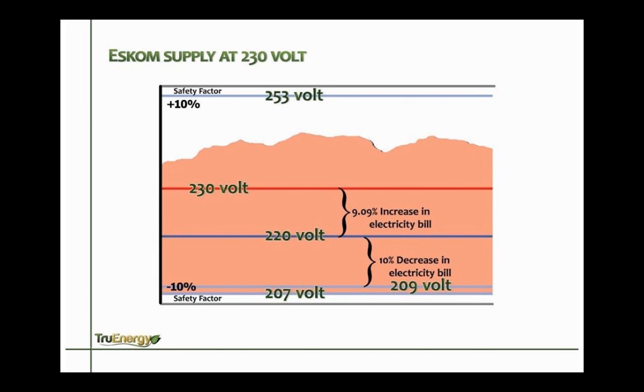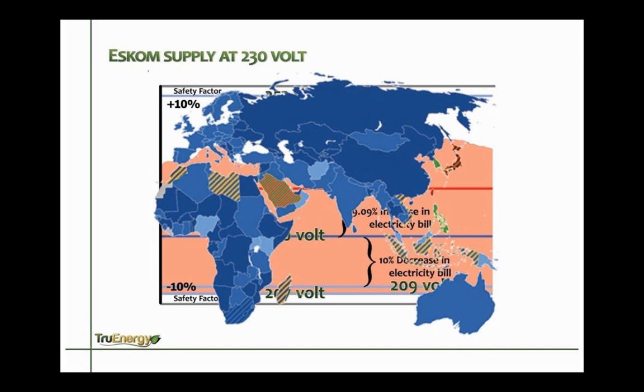South Africa is not the only country to increase volt from 220 to 230. The entire Europe, most of the Middle East, India, right down to Australia, and many other African countries, have moved over to the same volt supply.